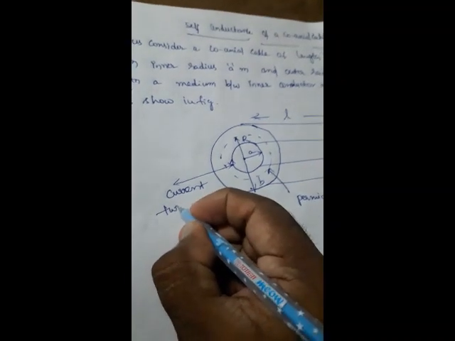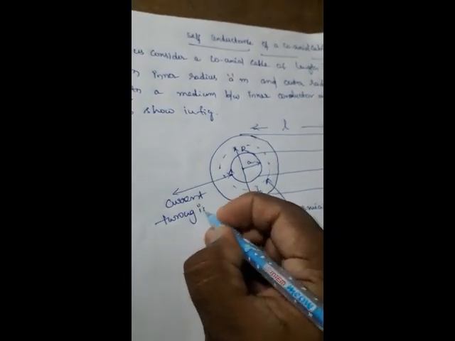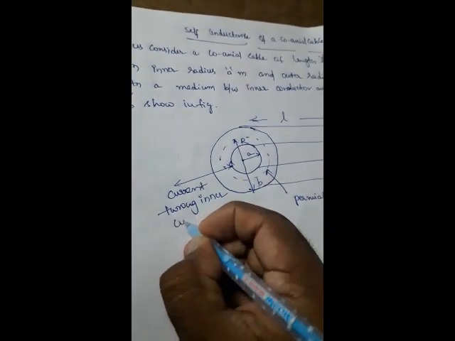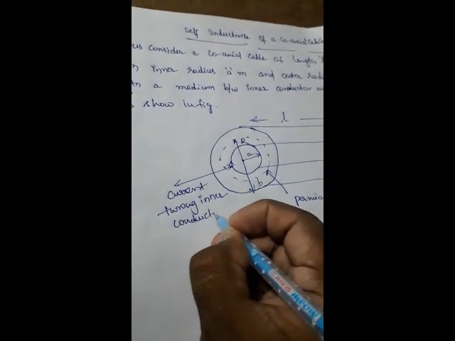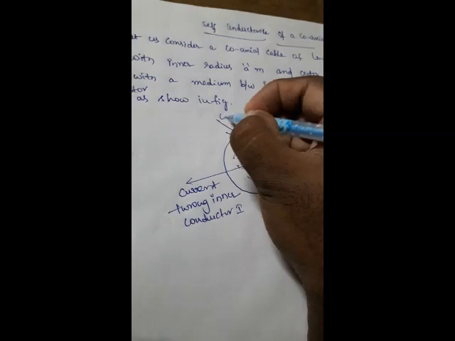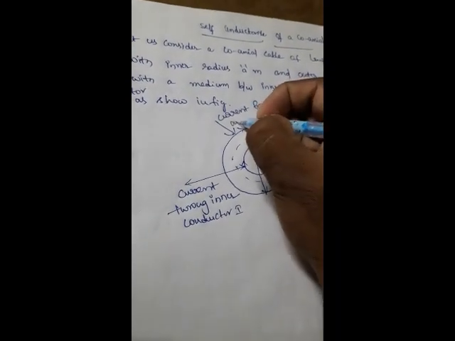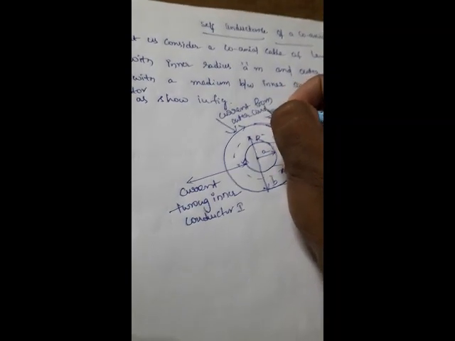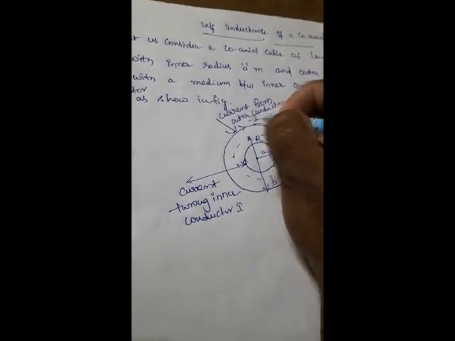The current flowing through the inner conductor is I amperes. Current through the inner conductor is plus I because it enters, and the current leaving from the outer conductor is minus I.